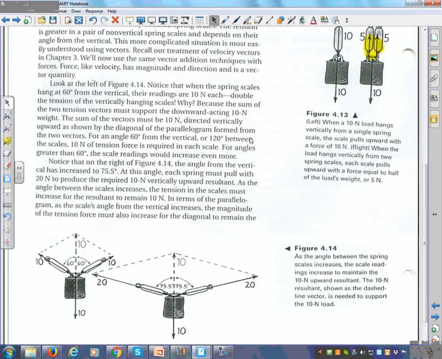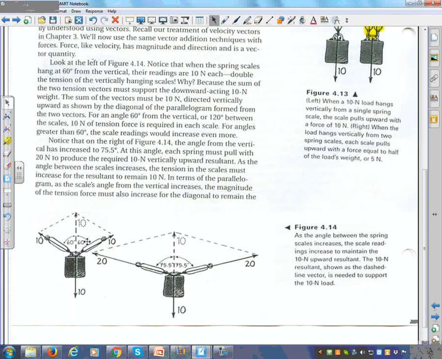So it says, look at the left of figure 414, right here. Notice that when the spring scales hang at 60 degrees from vertical, so this angle right here, see it, 60 degrees right there? Riley, you watching? Yep. The readings are 10 newtons each, double the tension of the vertically hanging scales. So now I've got 10 down, and now I've got 10 this way, and 10 that way. Well, what's going on here? I thought it was 5 and 5.